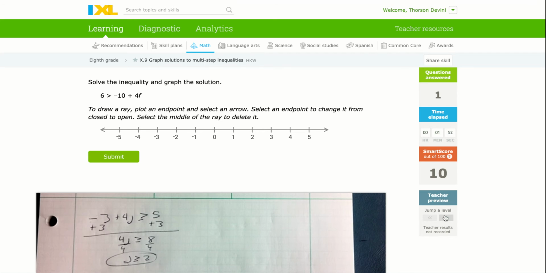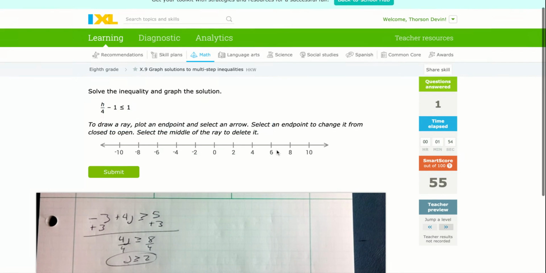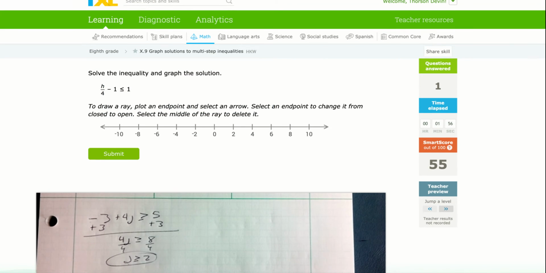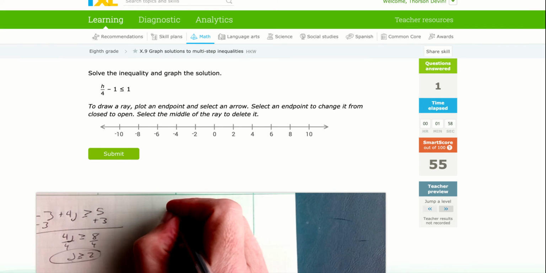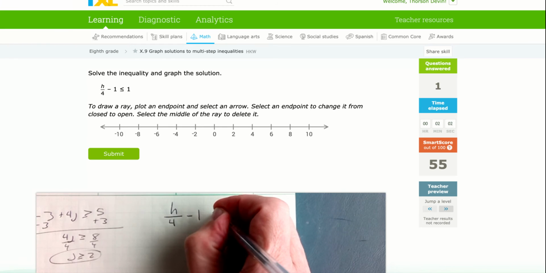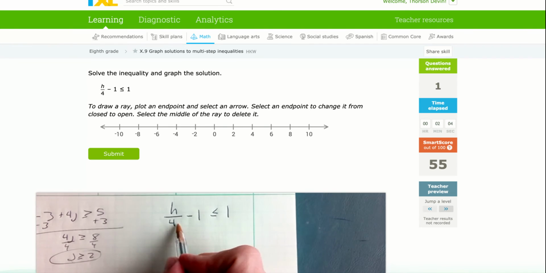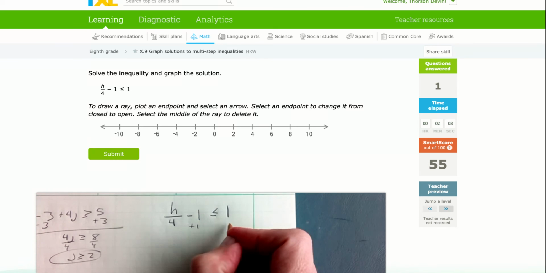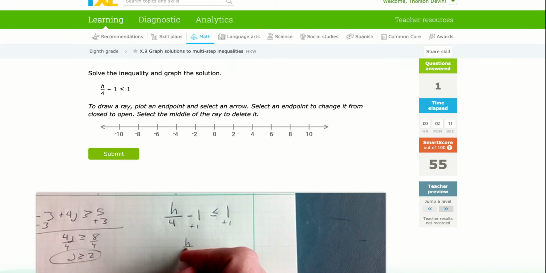Again, let's move up a little bit because I think you're comfortable solving. Let's do this one here. Again, h divided by 4 minus 1 is less than or equal to 1. First thing I'm going to do is isolate this fraction that has the h by adding 1 to both sides. Since I'm adding, I do not change the inequality symbol.